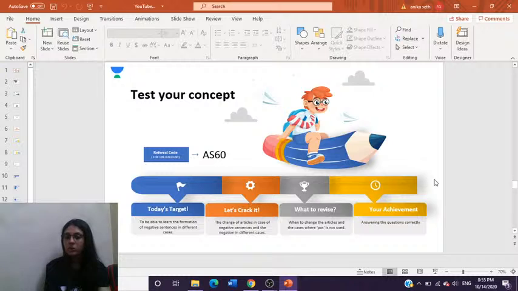Then what we have to revise is when the articles change and the cases where pas is not used. So the two concepts we have done are the change of article and where pas is not used. Our achievement for today was to answer the questions correctly in the Menti Quiz, and most of you answered correctly.